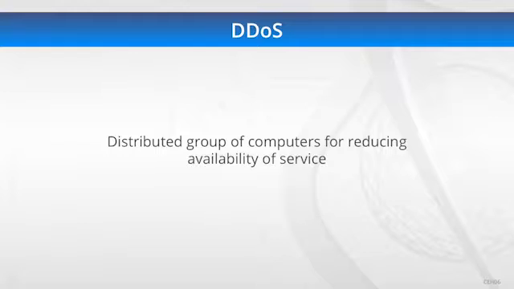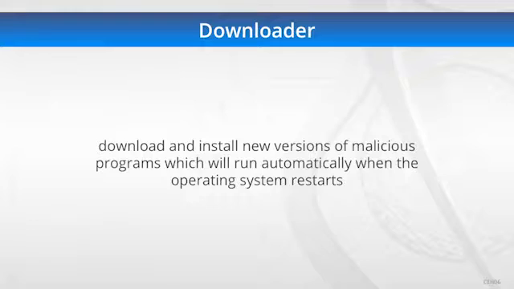Distributed denial of service, remember, this is a generic thing. A distributed group of computers for reducing the availability of a particular service. We'll talk more about DDoS in its own section. A downloader, this is exactly what it says. It downloads new versions of malicious programs, and they'll run automatically at intervals.